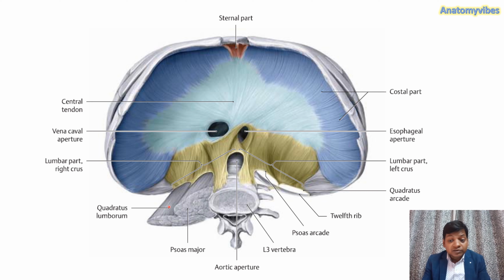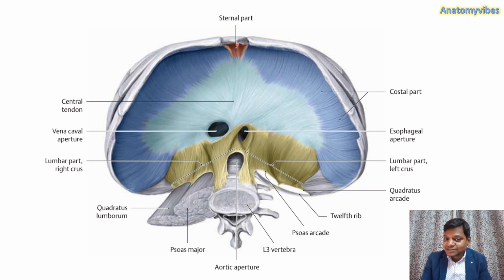Quadratus lumborum is also covered by fascia. So thickening here will form the lateral arcuate ligament. So this is the medial arcuate ligament. This is the lateral arcuate ligament. Thickening of the fascia over these muscles. Now both sides, right and left crus, are also joined by one ligamentous structure, which is actually a thickening, and this is forming the median arcuate ligament, the central part. So these are the crus and the ligaments from which the diaphragm will take origin.